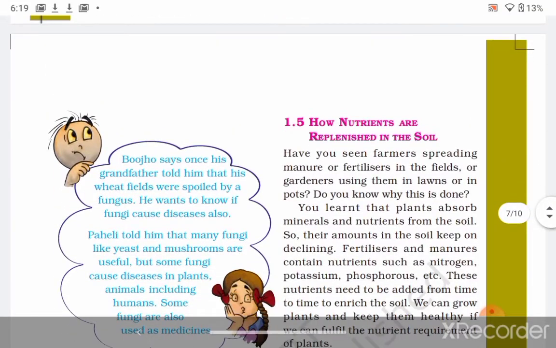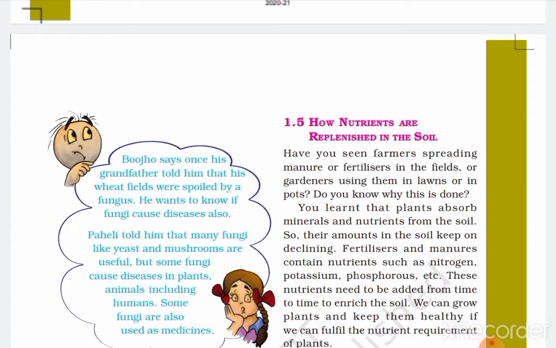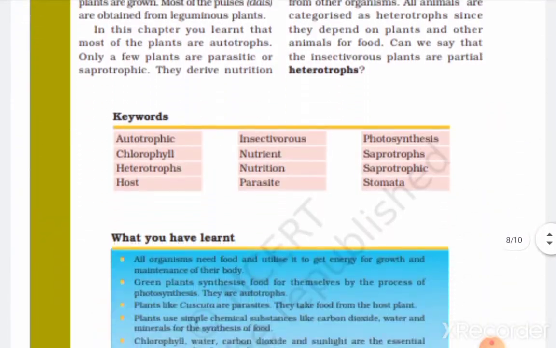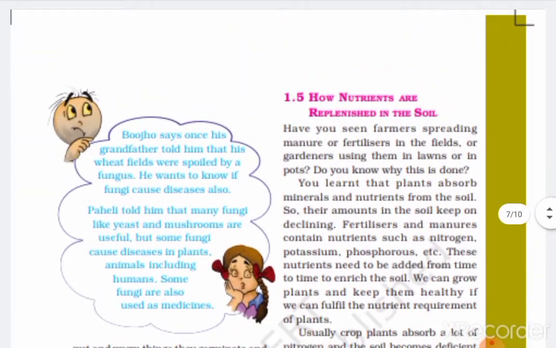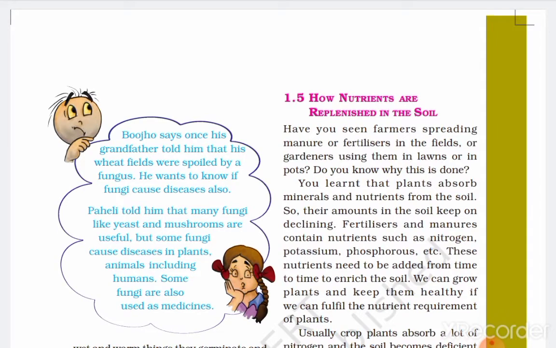How are nutrients replenished in the soil? In a few minutes, we will end this chapter. How are nutrients replenished in the soil? Like if a plant just sucked up all the nutrients and there are no nutrients left, then what would be done?